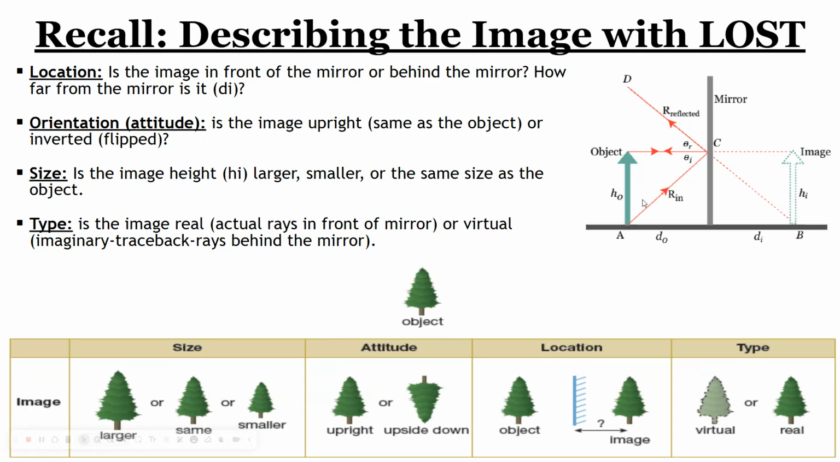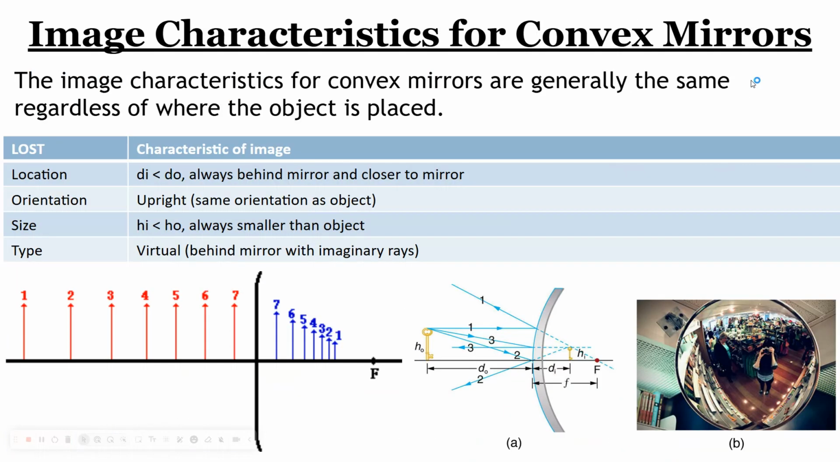Just like we did for plane and concave mirrors, we'll describe images formed by convex mirrors using LOST or SALT. And the interesting thing about convex mirrors is the characteristics are always very similar, regardless of where you place the object. So in concave mirrors, if the object was placed at C, beyond C, between C and F, at F, or between F and the mirror, you had different image characteristics. For convex mirrors, you can see the image characteristics are all very similar.